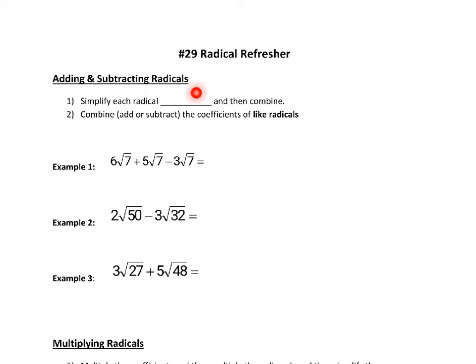We actually kind of did a refresher when we did our algebra review. So kind of hitting back on this because I know that algebra review was first semester. So adding and subtracting radicals. First thing you have to do is you have to simplify each radical first. Very, very important that you do that first. After you do that, then you can combine.